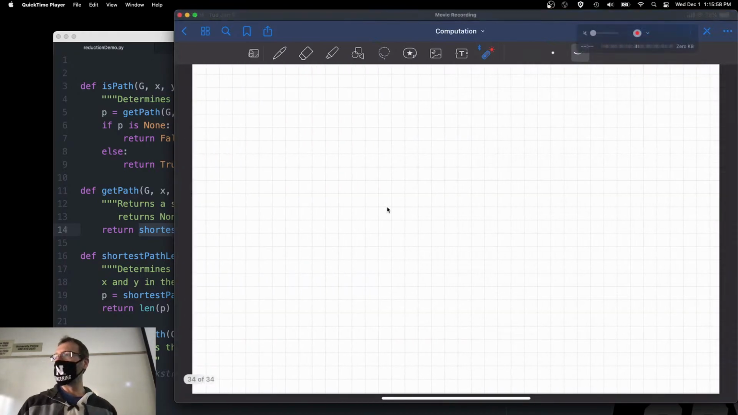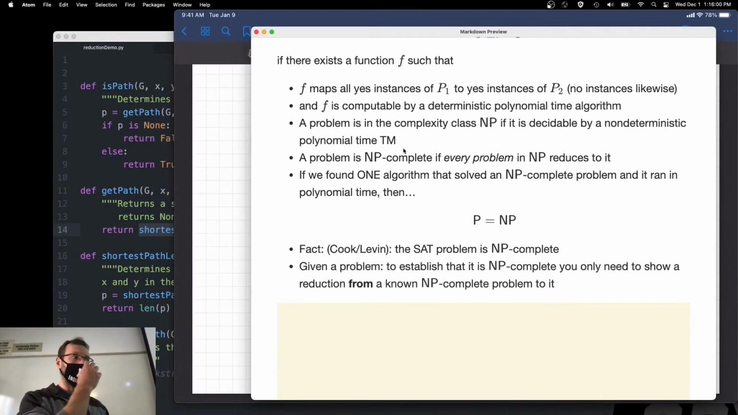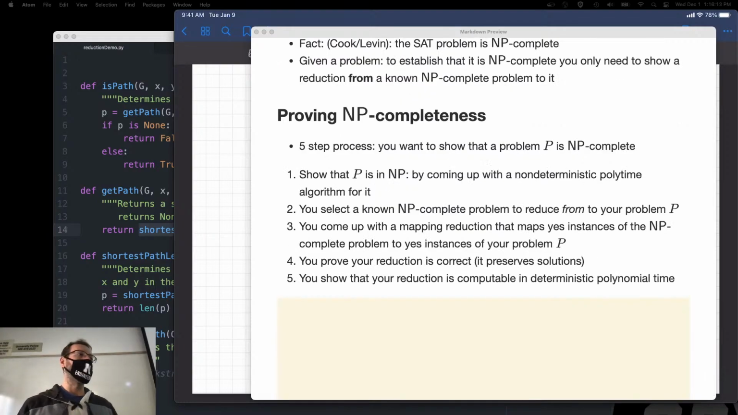I was just wondering, in the homework, don't we have to establish the problem is NP-complete or show it? Yep, and so what we'll end on today is a 5-step process, and this is what we'll do next time. We'll show as many problems as we can. We'll show at least 2 or 3 reductions here. But there's this 5-step process.